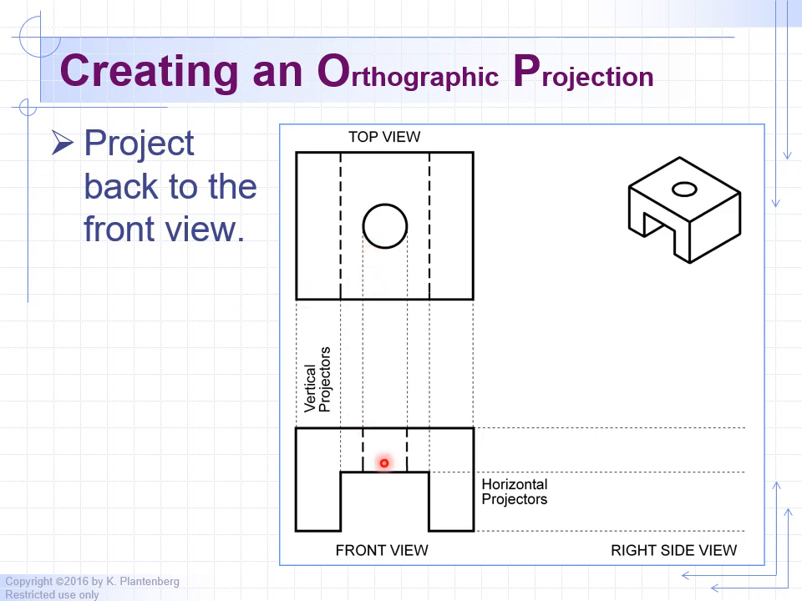We're going to project back to the front view. There's our hole, and now we know the two edges of our hole. It's going to be shown here with a hidden line and a hidden line.